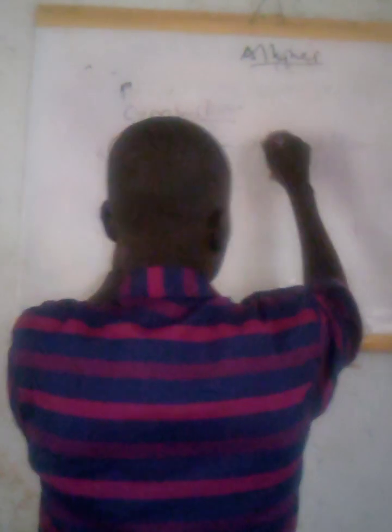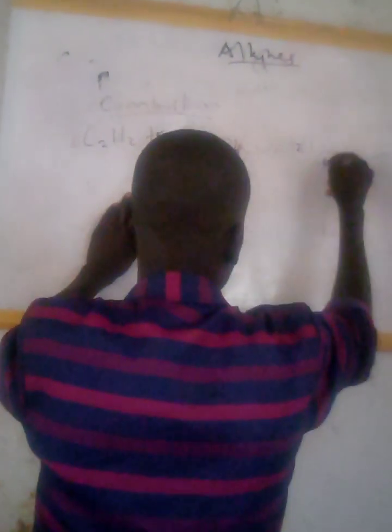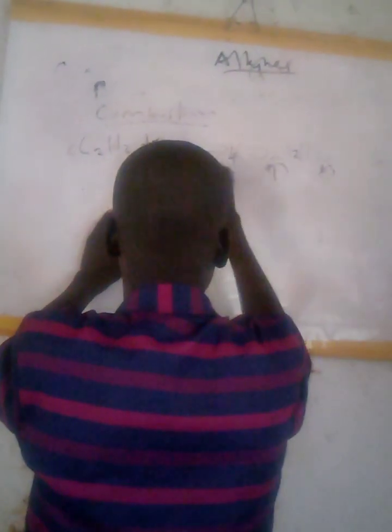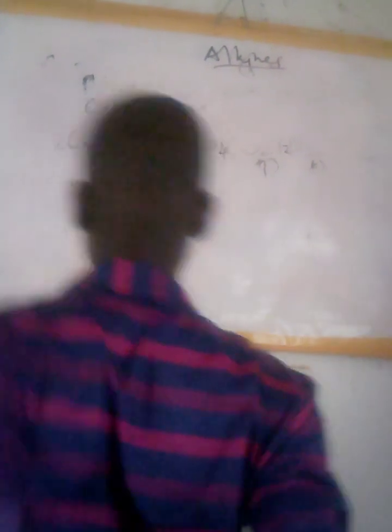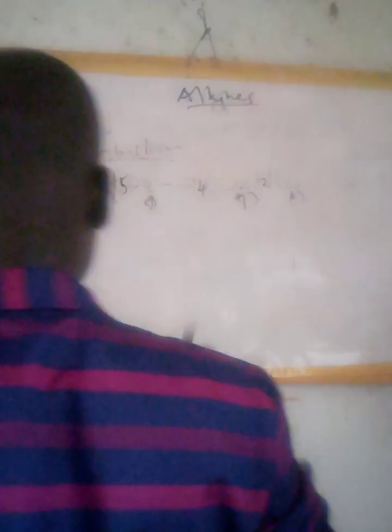Then also the equation must be balanced. Here you have 2, 5, 4, 2. Of course, this one is a liquid, this is a gas, and here is also a gas. Then the addition reaction. This addition reaction I will not explain much because I explained it in alkenes.